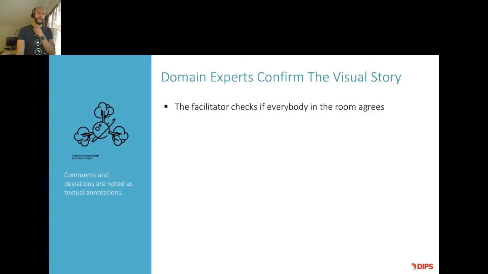So for each example, you visualize it, and you try to get confirmation from the domain expert that what you have visualized on the board is correct. If everybody in the room agrees that for this particular example this is the correct representation, good. If there are some disagreements between domain experts or other stakeholders, you try to note them as textual annotations.